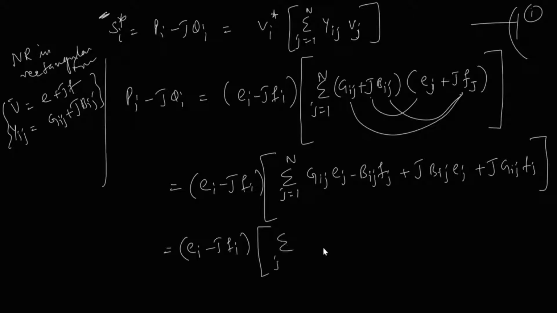So summation j equals 1 to n. If I take the Gij terms common, Gij Ej minus Bij fj, plus j Bij Ej plus Gij fj.